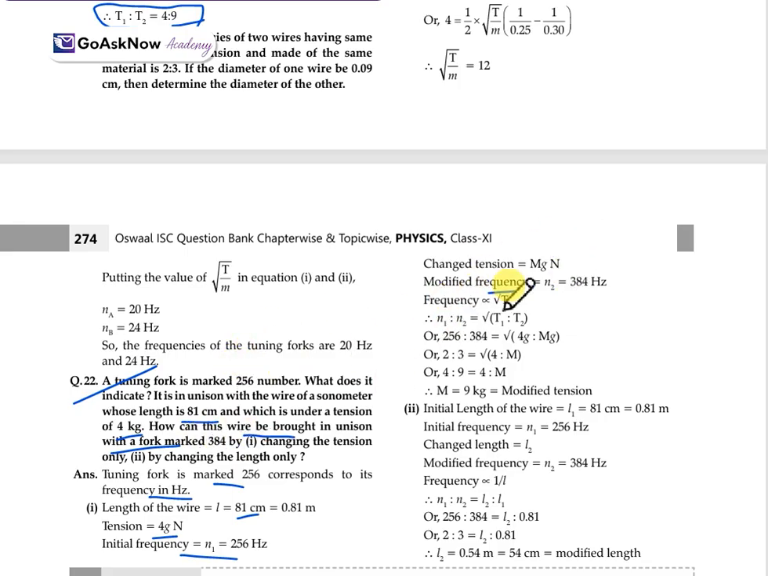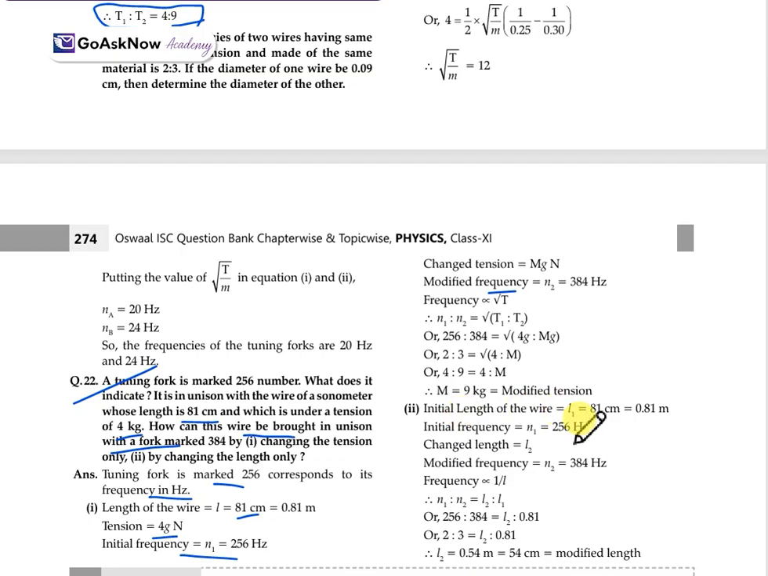Now the frequency is directly proportional to the square root of T. So N1 ratio N2 will be equal to square root of T1 ratio T2 for the two different conditions. Now we have both frequency and tension, so we'll substitute the values accordingly. Like 256 ratio 384 is equal to square root of 4g ratio mg. So here we get 2 ratio 3 is equal to square root of 4 ratio m. So 4 ratio 9 is equal to 4 ratio m. M is equal to 9 kg, which is the modified tension. So the value of mass we get is 9 kg.